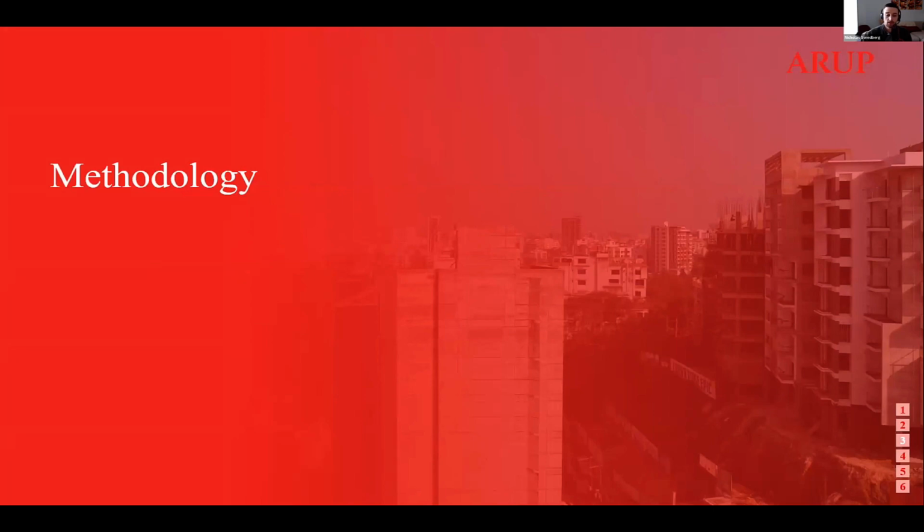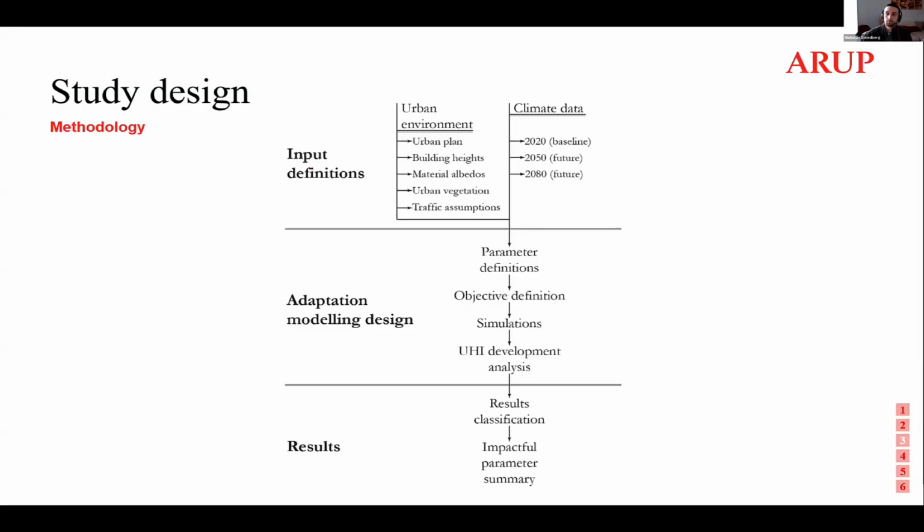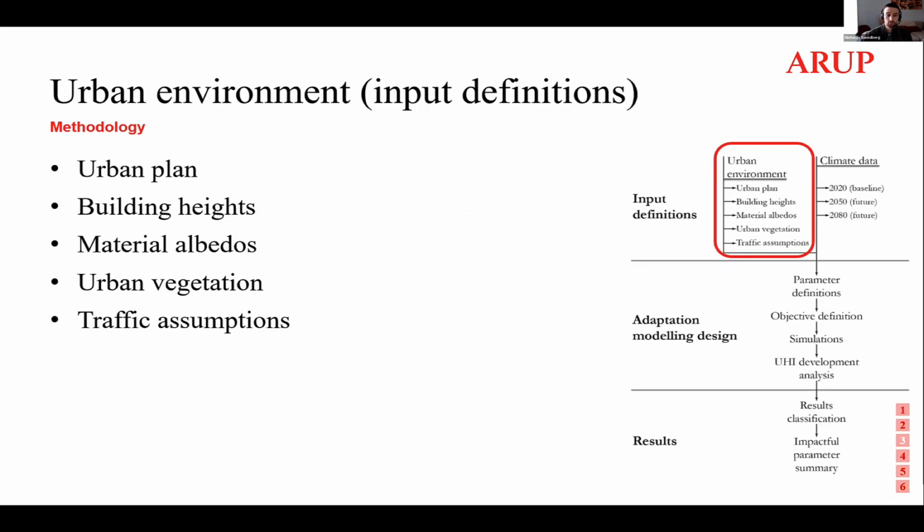So moving to the methodology, I'm not going to talk about all of these in great detail, but I'm going to highlight a couple for context. Basically, the study involved defining the inputs in terms of urban morphology and climate data, identifying the objectives and the parametric definitions, and then conducting the simulations.